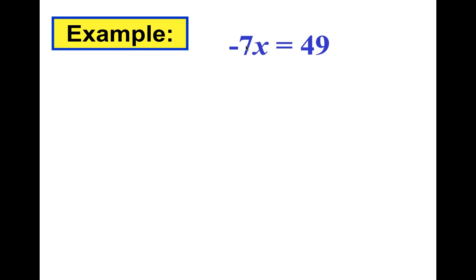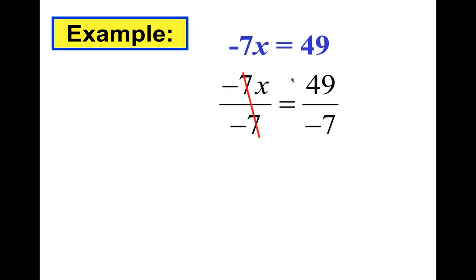Another one, like the previous one, we're given -7x equals 49. Go ahead and divide both sides by -7. Your -7's on the left side cancel out, and then 49 divided by -7 equals -7. So your x value equals -7.